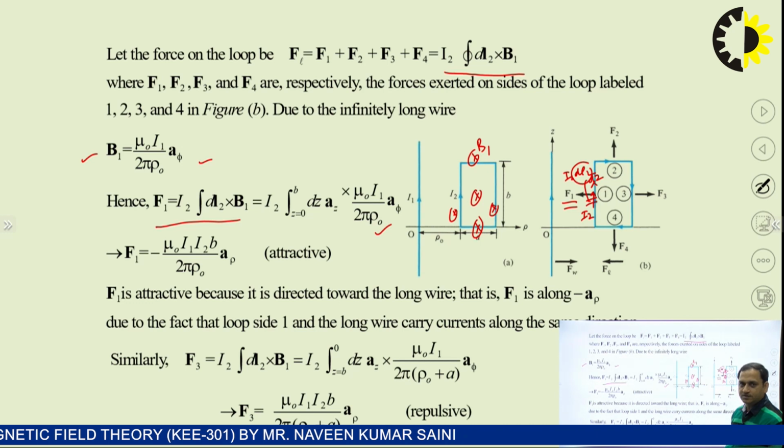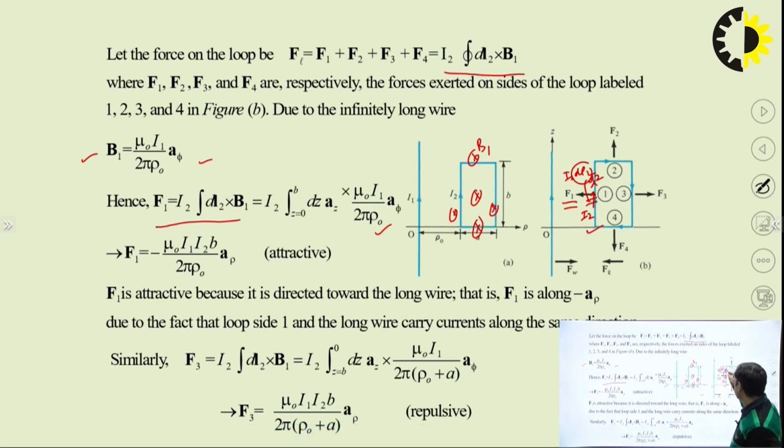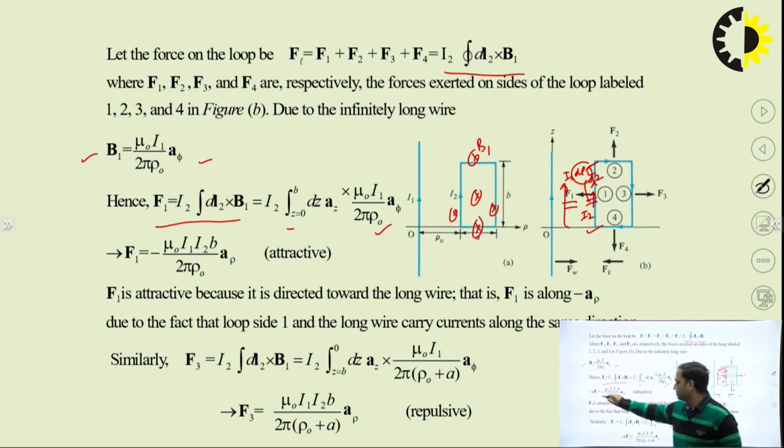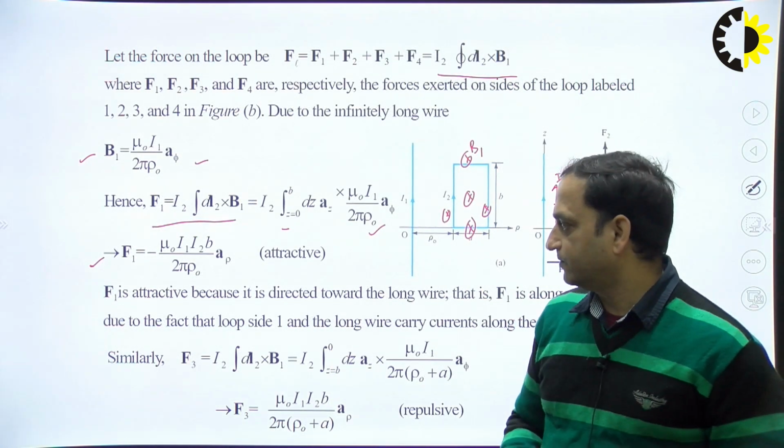Here we take care of the limits of z. The limit of z will be from here to here, because this is a segment. So this length is nothing but 0 to b. We take it because the direction is the positive z direction. That is why we take the limits for z from 0 to b. When you solve it, we get F1 is equal to minus mu naught I1 I2 b upon 2 pi rho naught a_rho.